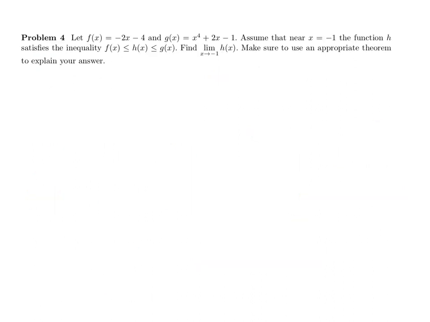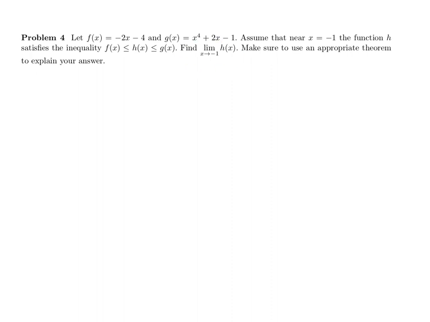In problem 4, we're given that f of x is equal to -2x minus 4, and g of x is equal to x to the fourth plus 2x minus 1. If we assume that near x equals -1, there's a function h that satisfies this inequality, that is, f of x is less than or equal to h of x is less than or equal to g of x, can we figure out what the limit as x approaches -1 is, even though we don't have a formula for it? There is a theorem that will help us do this, and it's called the squeeze theorem. What I'll do is state the hypotheses that we need for the squeeze theorem, and then we'll figure out what this limit is equal to.